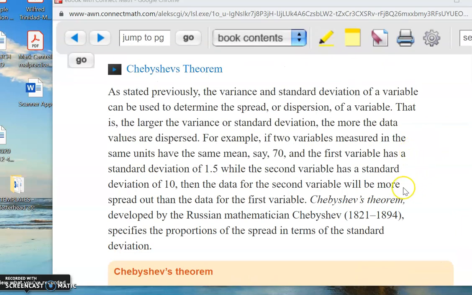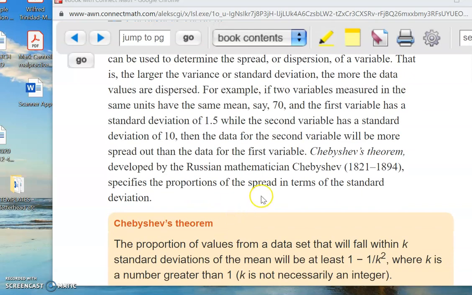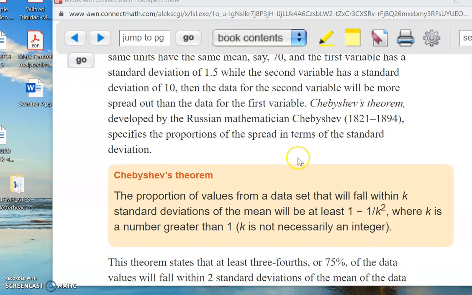Now, the key to understanding this is the following. This sentence right here says, Chebyshev's theorem specifies, in other words, it tells you, the proportions of the spread, how things are spread out. But here's the key thing, in terms of the standard deviation. So what it's telling you is that the standard deviation is like a ruler.